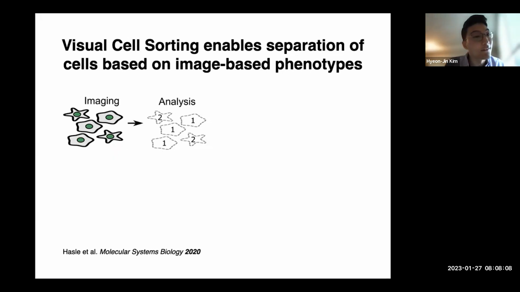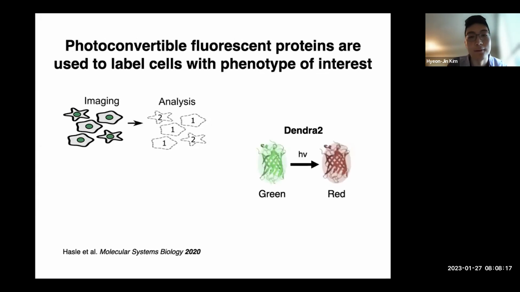So first, we have to get the images of the cells of interest. In the published protocol, one of the requirements was to have the cells express this photoconvertible protein called Dendra2, which is normally green in its native state, but upon UV activation, it photoconverts to red. And we use the system to label cells with the visual phenotype of interest.